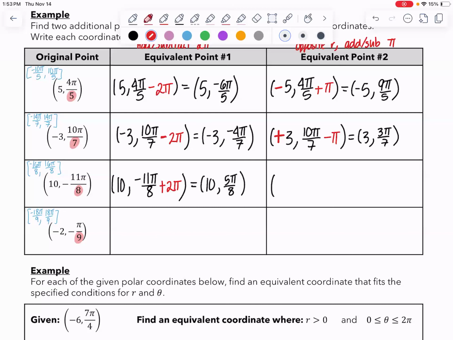On the other hand, making the R opposite sign, so negative 10 comma negative 11 pi over 8. And then I need to either add or subtract pi. If I subtract pi, I will have negative 11 minus 8 is negative 19. Negative 19 pi is too small. It's outside my range. So I need to add pi. I have negative 10 comma negative 11 pi plus 8 pi is negative 3 pi over 8.